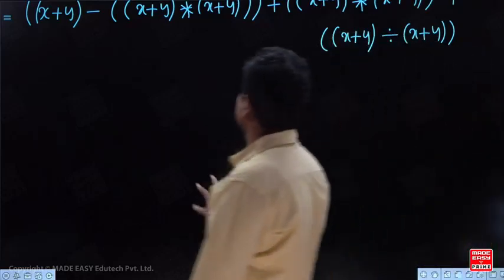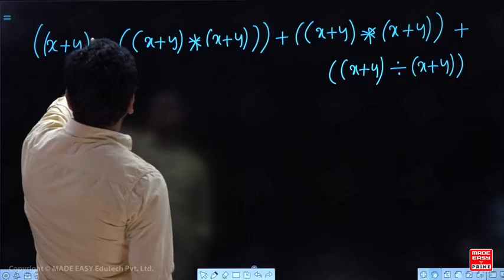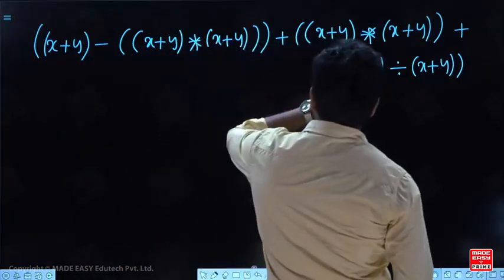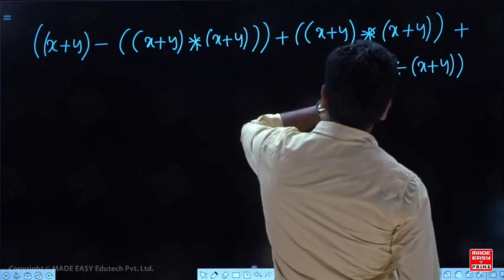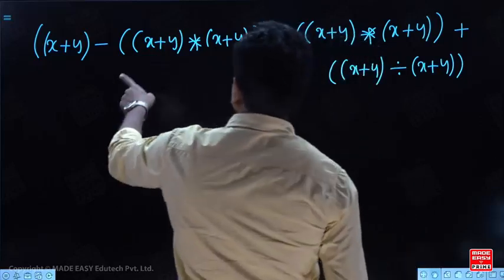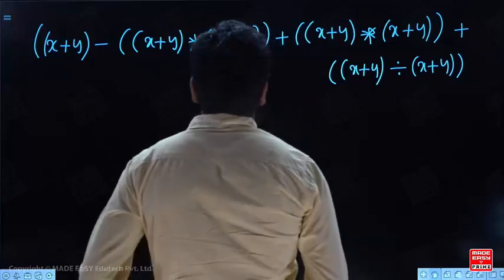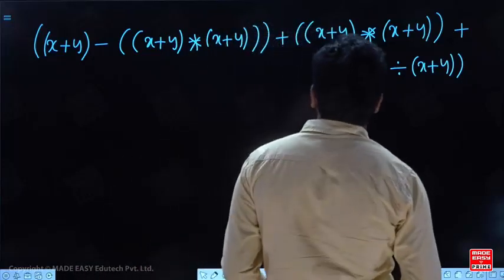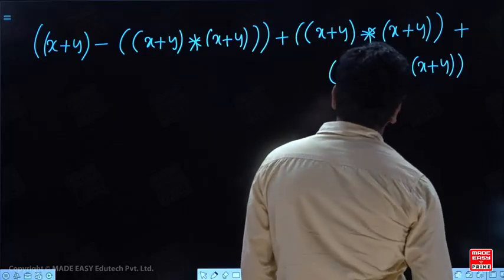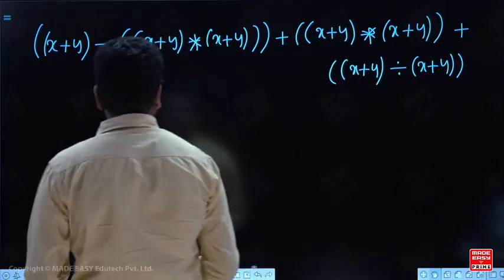Eight nodes. Are you sure, 8 nodes? Let me check. 1, 2, 3, 4, 5, 6, 7, 8. Yes, 8 is correct.